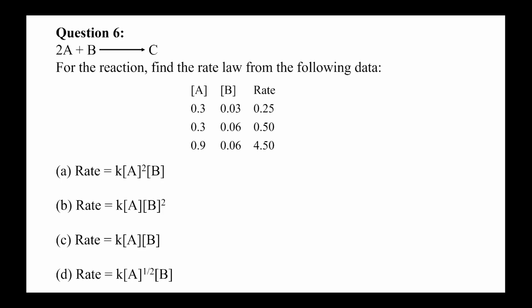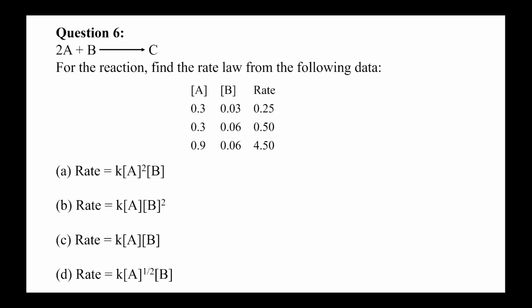In 3 different scenarios, 3 different rates are given and 3 different concentrations of A and B are given. Based on this, you have to deduce the rate equation. So options are: option A, rate is equal to K concentration of A raised to the power of 2 multiplied by concentration of B.